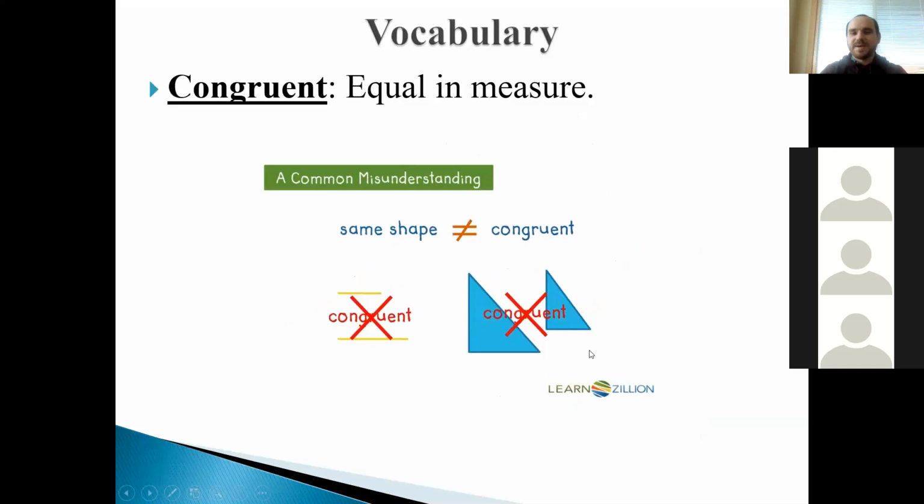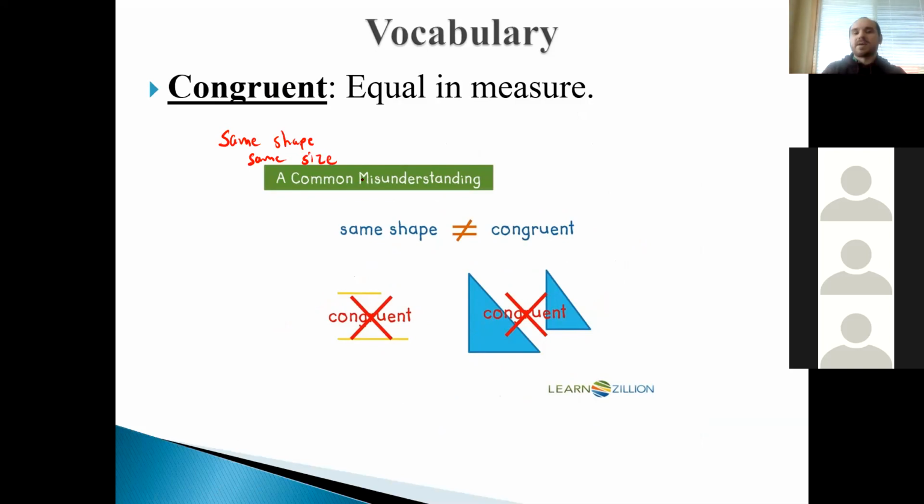Okay, congruent. This one's super easy. It means equal in measure. Now, as you can see here, labeled in this really weirdly placed box with a Learn Zillion, I have no idea what this is from. A common misunderstanding with congruent is that congruent does not mean the same thing as the same shape. What it actually means is that congruent is the same shape and the same size. So same shape, same size.